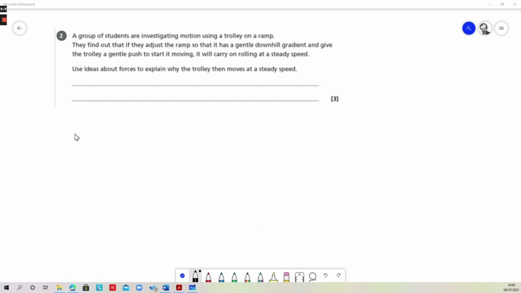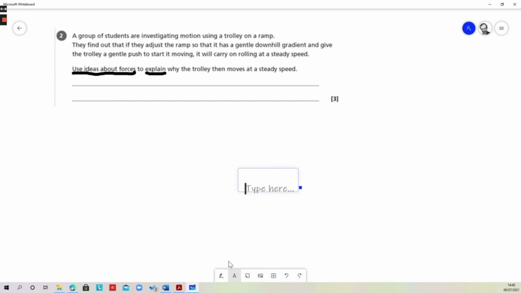The important thing here in the question is that we need to be using ideas about forces. So we know that we've got to apply things that we already know about forces, and the command word there is to explain. So we have to come up with an explanation as to why the trolley is moving at a steady speed. So let's think about what we would want to put in our answer here. We need to be able to explain why the trolley is moving at a steady speed.